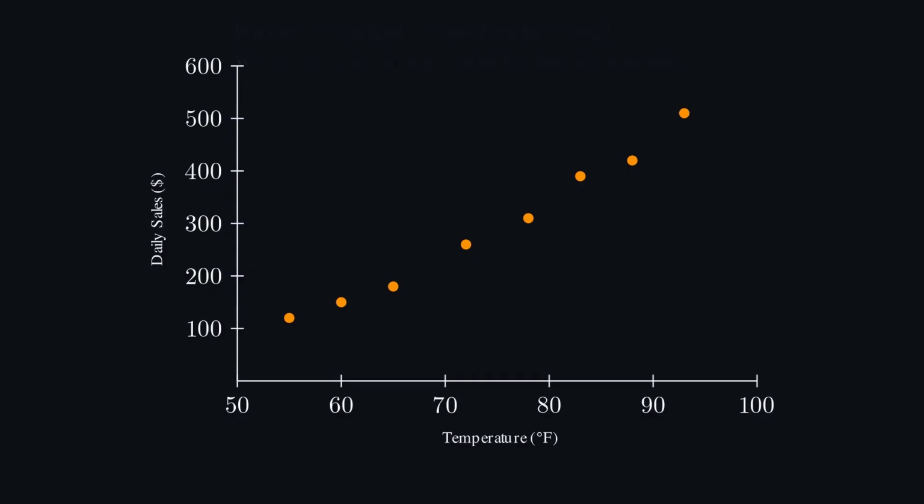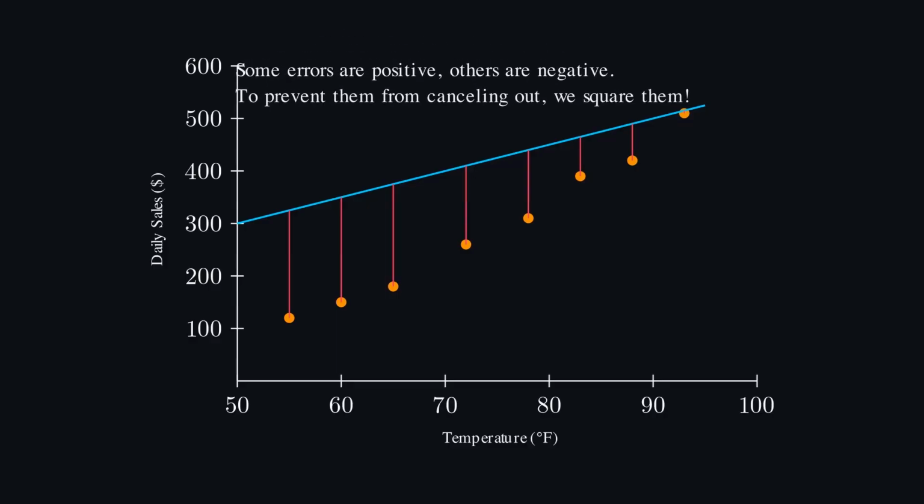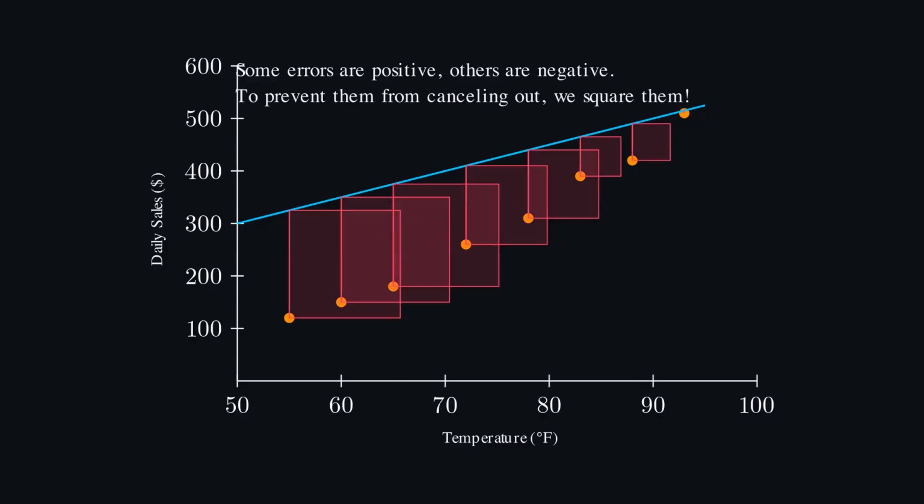But how do we know if a line is the absolute best fit? First, we have to measure how bad our current line is. We draw a vertical line from each real data point to our line. This distance is called a residual, or the error. To calculate it, we just subtract the predicted sales from the actual observed sales. But here is the problem. Some points are above the line, giving us positive errors, and some are below the line, giving us negative errors. If we just add them up, they cancel out, making a terrible line look perfect.